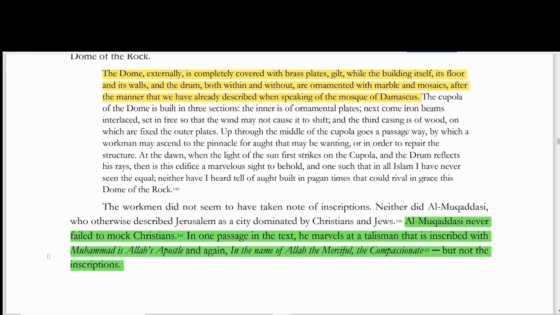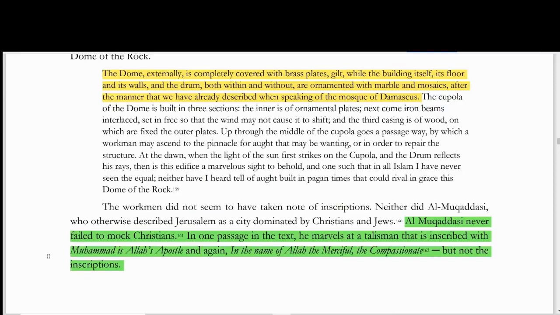I won't go through all the rest of it, but he basically doesn't make any reference to the inscriptions. The workmen did not seem to have taken note of inscriptions. Neither did Al-Muqaddasi, who otherwise described Jerusalem as a city dominated by Christians and Jews.